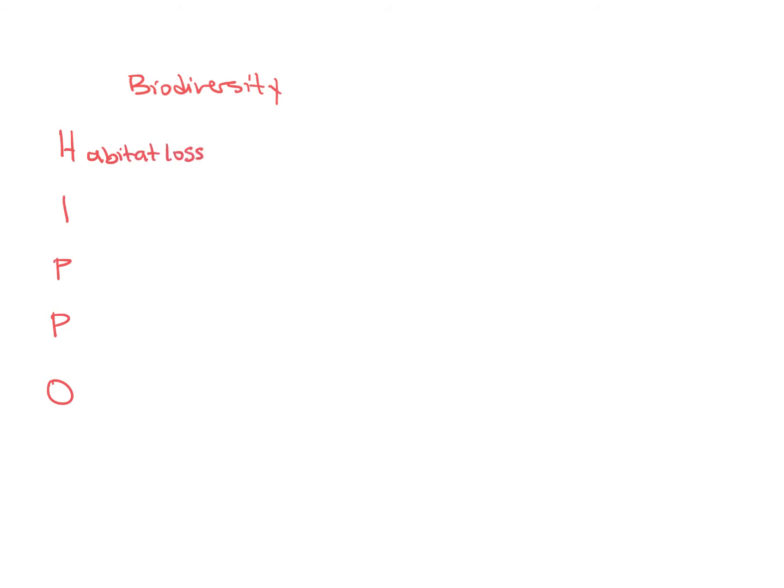or habitat destruction. The I stands for invasive species. The P stands for pollution. The other P stands for population, so population increase of humans. And then the O stands for overexploitation. We'll talk about a couple of these right now, but we're going to talk about invasive species, pollution, and population more so later on in the year.